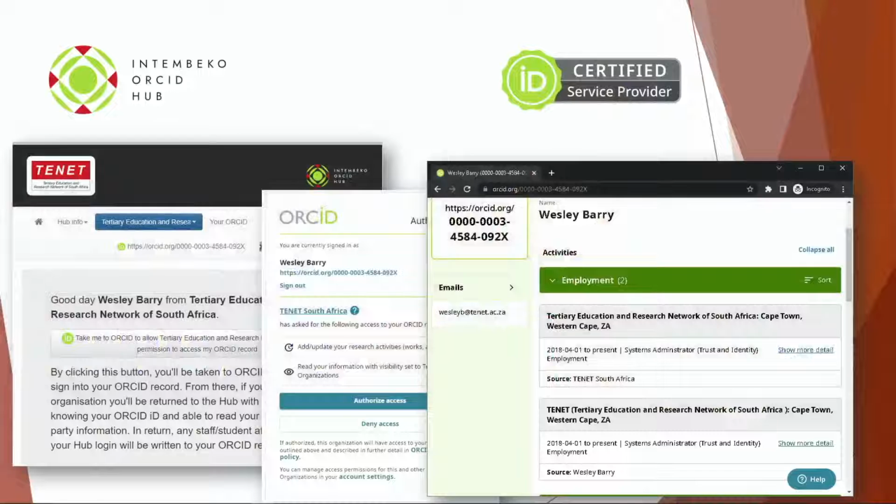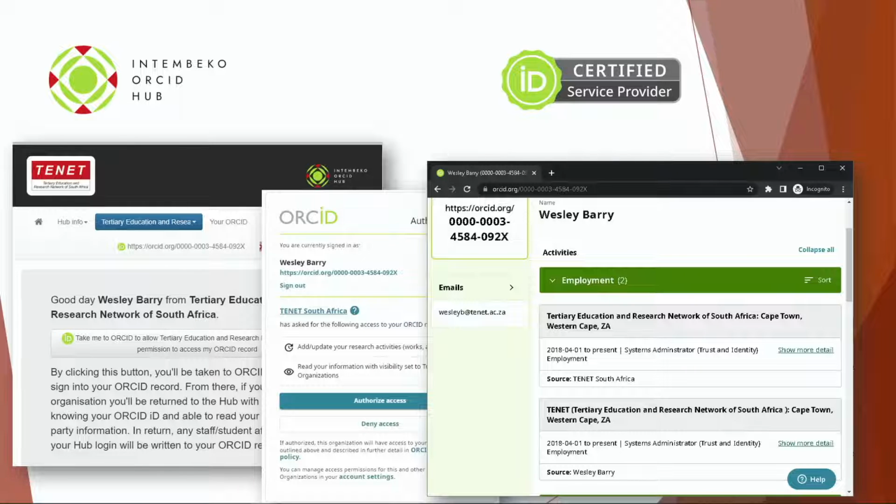And what happens is we can use the Ntembeko ORCID Hub using federated login through our SAFIRE Identity Federation. We know that Wesley is part of Tenet. We know, in fact, that Wesley is a staff member at Tenet. And we can allow him to self-assert that into his ORCID record, so to create a trusted record within ORCID.